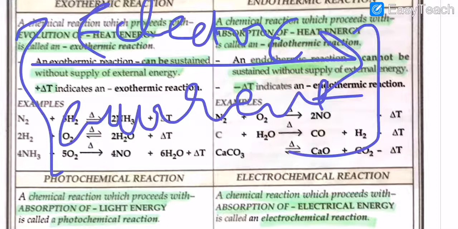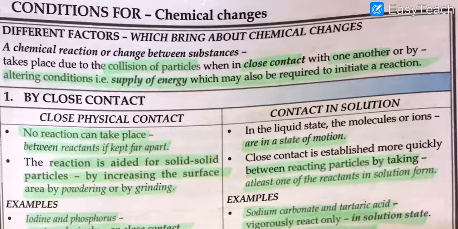Now let's move on to the conditions for a chemical change. What we basically mean by this is, what are the conditions that are needed for a chemical change? How will a chemical change take place? So a chemical reaction or a change between substances takes place due to the collision of particles when in close contact with one another, or by altering conditions, that is supply of energy, which may be required to initiate a reaction. So by close or physical contact, a chemical reaction can take place, right? No chemical reaction can take place if the reactants are kept far apart.